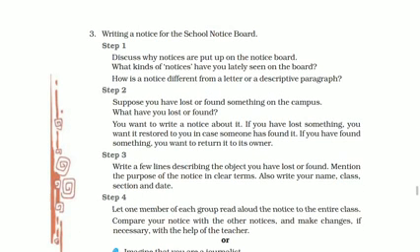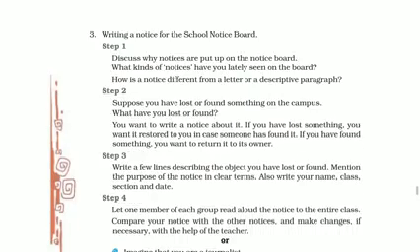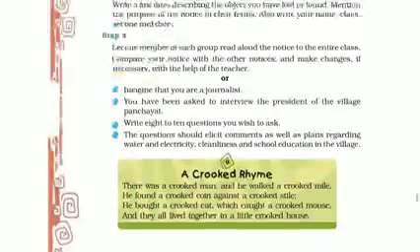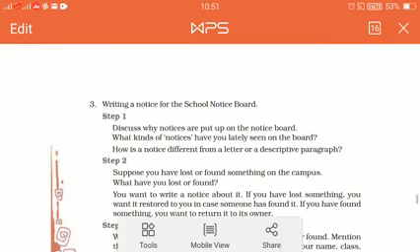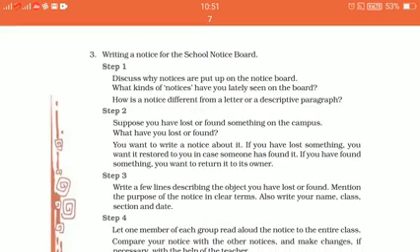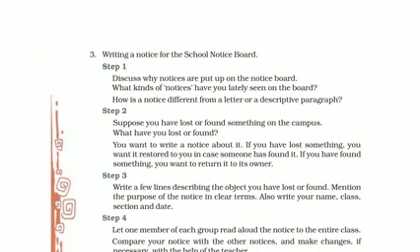Okay. So next one is writing a notice for the school notice board. How to write a notice? Step 1: Discuss why notices are put up on the notice board. What kind of notices have you lately seen on the board? How is a notice different from a letter or a descriptive paragraph? You might have seen more notices now because it is election time, so a lot of notices will be there.